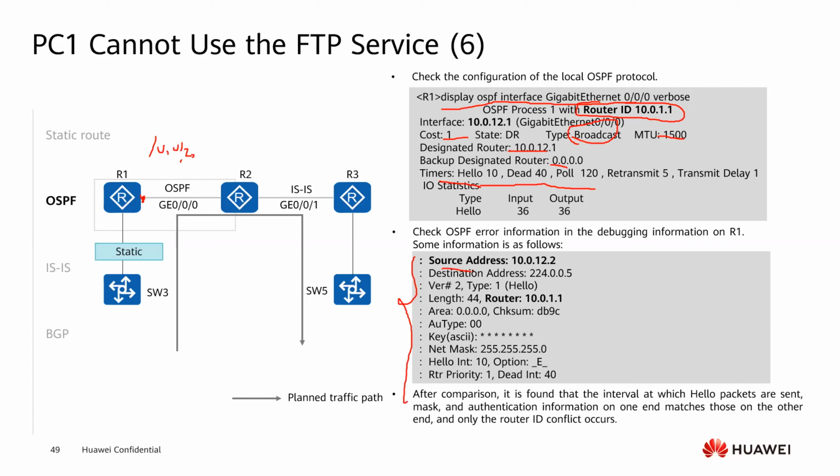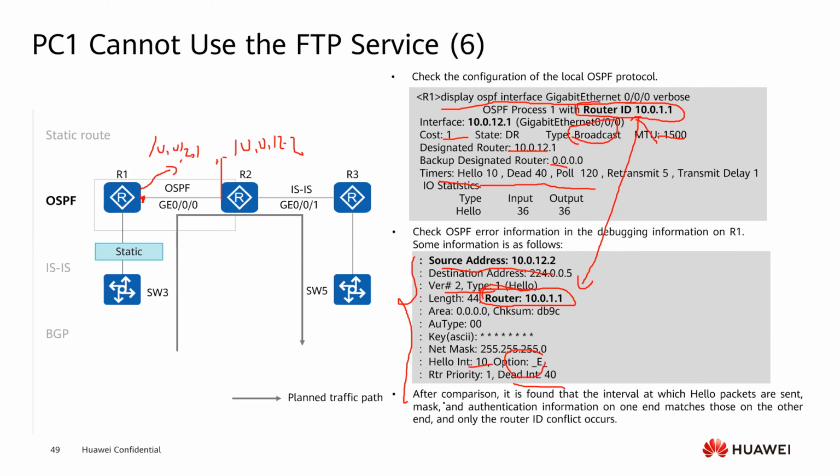We can see here source address. That means here, source address 10.12.1.2, and the interface here is .1. Okay, so the IP address is correct. Then we can see the hello packet, and the router ID here, in bold font, is 10.0.1.1. It's the same as the router ID on R1. Okay, the hello interval and the dead interval and the options are all the same on R1.